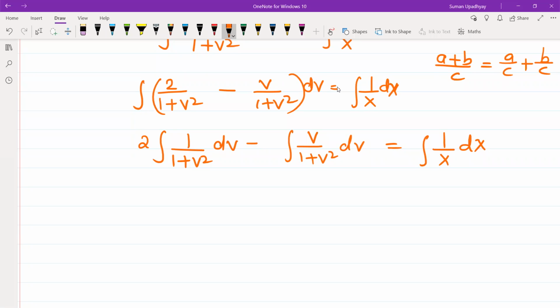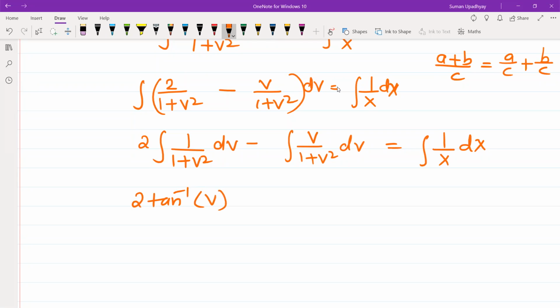Okay, correct. We all know that integration of 1 upon 1 plus x square is tan inverse of x. But instead of x, what we are having? We are having v. So it is going to be tan inverse of v. That's absolutely right. So 2 times tan inverse of v.